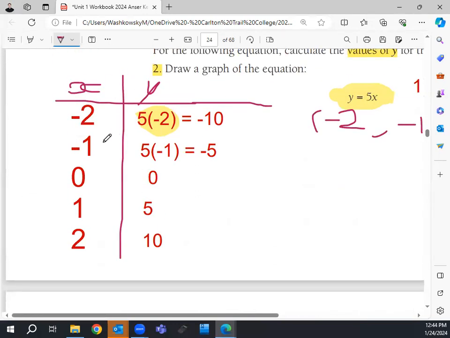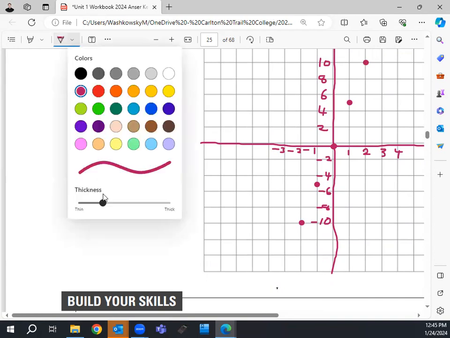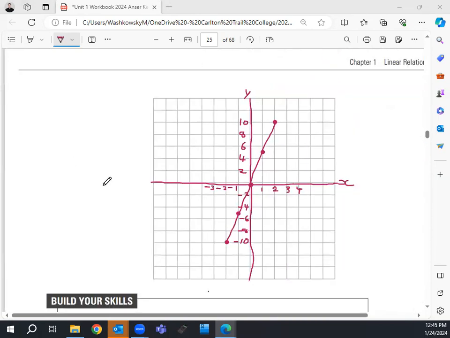I'm going to keep doing that. When I have an x of -1, my y is -5. So I go to -1 on my x-axis, and I go down to -5 on my y-axis. And that's just going to repeat here. When I have an x of 1, it's 5. When I have an x of 2, it is 10. So we can use all 4 quadrants here. I'm going to quickly draw a line through that. It's going to look something like that. I'm just going to zoom out a little bit so everyone can see.